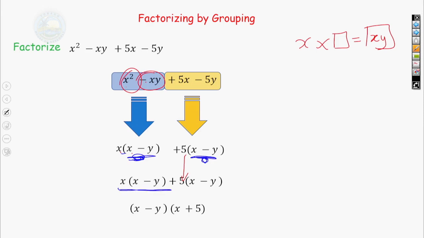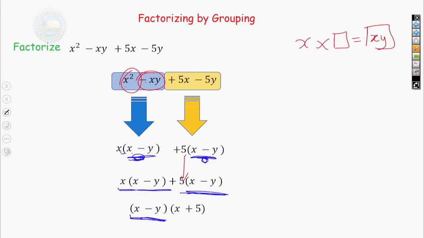It is x into x minus y, one term, plus 5 into x minus y, one term. Here, this term has x minus y. This term has x minus y. They have a common factor. What is that common factor? That common factor is x minus y.